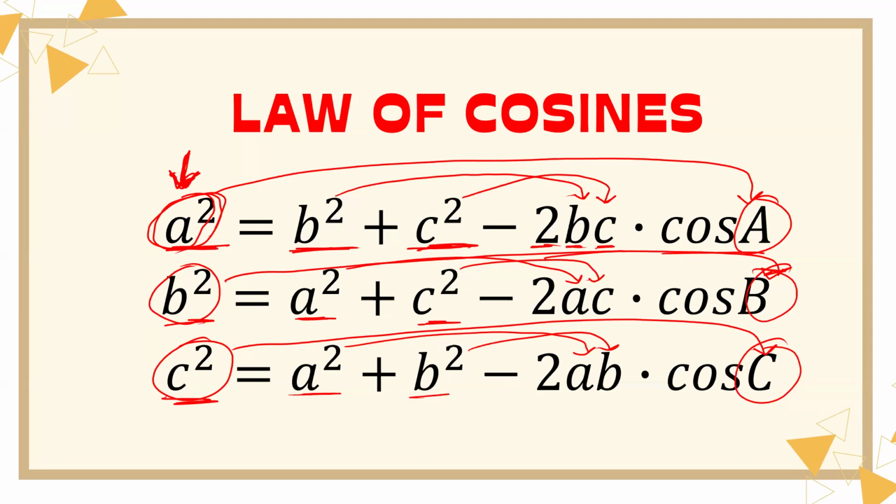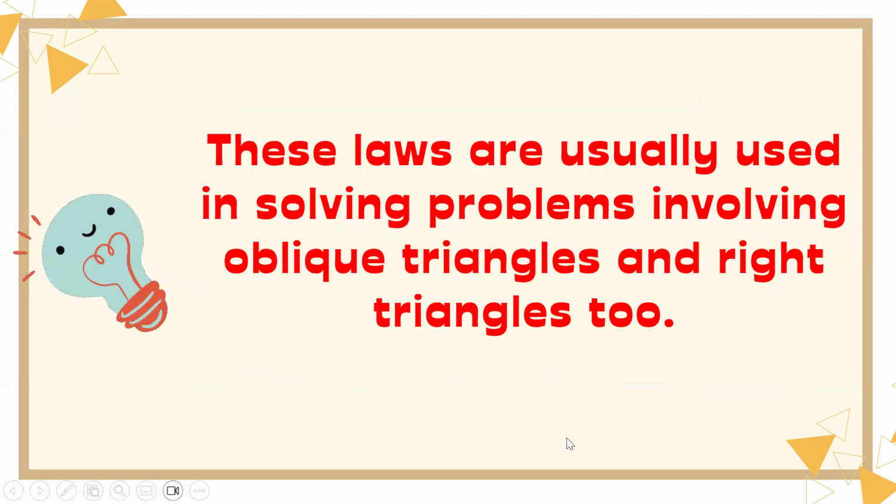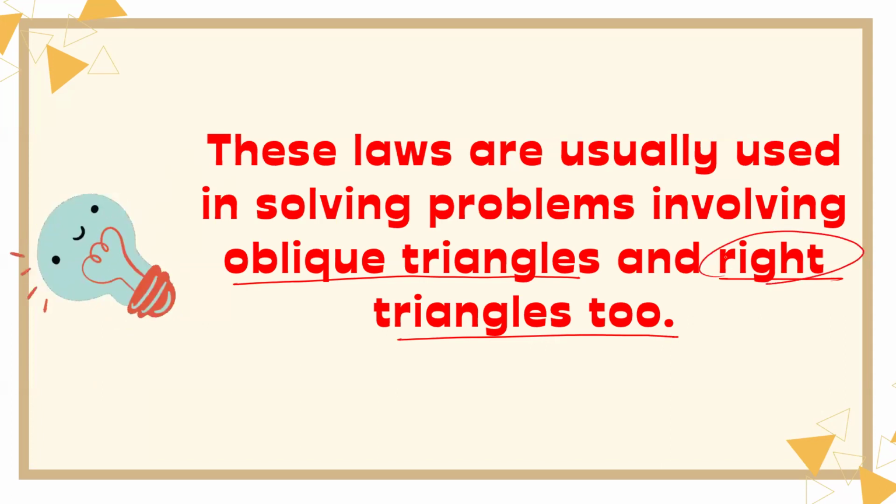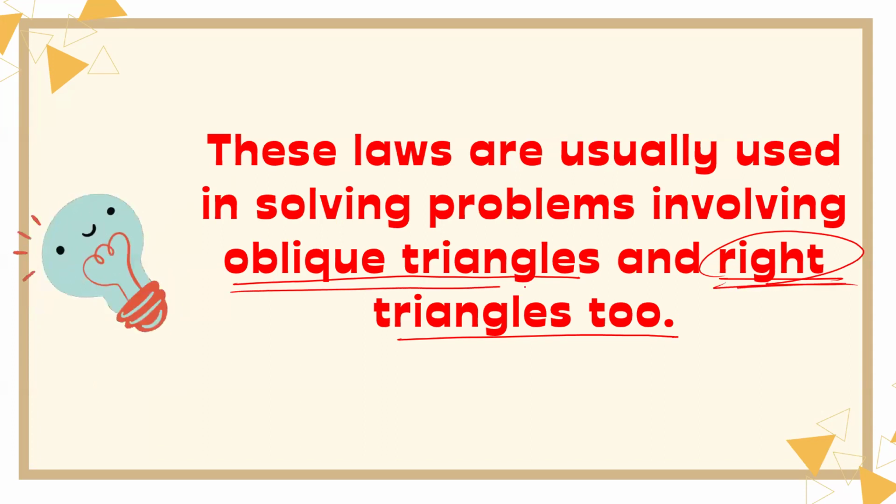Okay, so I want you to keep in mind the law of cosines and write this down in your respective notebooks. Now, these laws are usually used in solving problems involving oblique triangles, but also right triangles as well. But unlike right triangles, where we can use the Pythagorean theorem and the angle sum theorem because you already know one angle, right? The 90-degree angle for right triangles, it may be a little challenging for oblique triangles. So we particularly use the law of cosines and sines for these types of triangles, right?